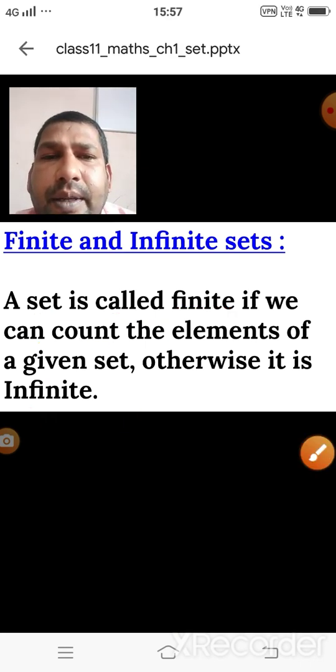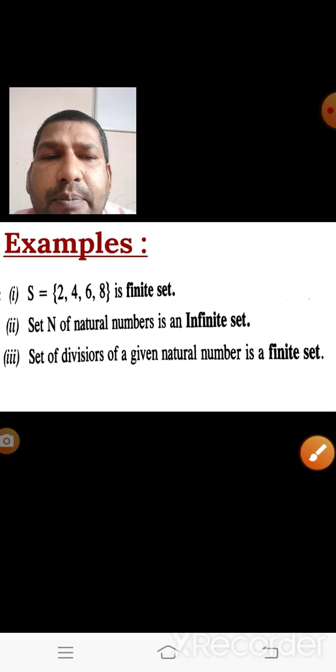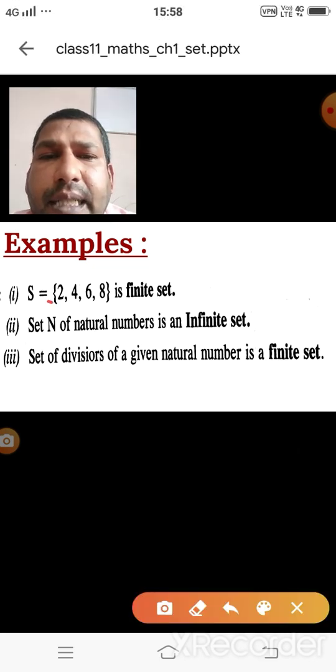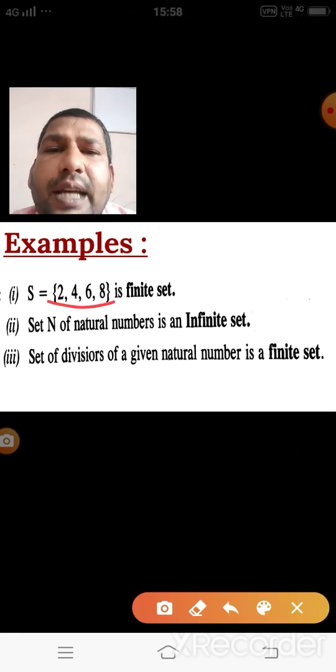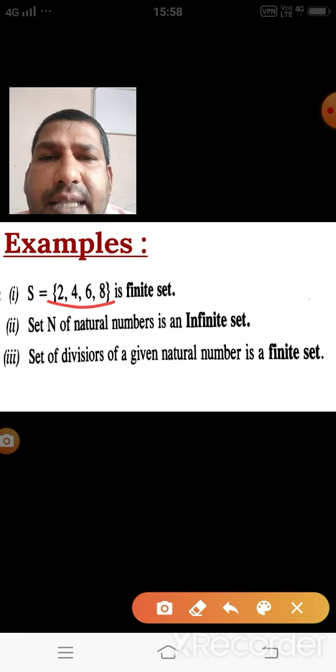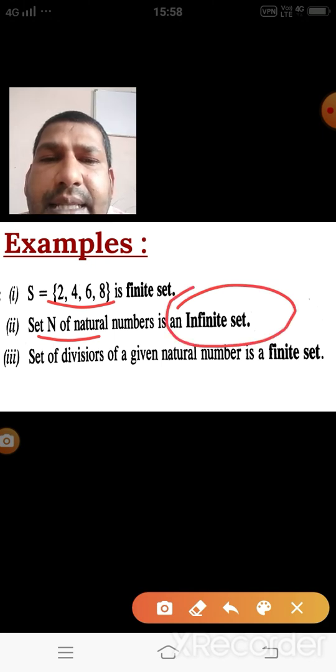Let us take some examples. Here I am taking a set, and in this set we are taking the elements 2, 4, 6, 8. Then this set is a finite set because we are easily able to count how many elements are there. Then 4 elements are there. Second one is the set of natural numbers. The set of natural numbers is an infinite set. Set of divisors of a given natural number.